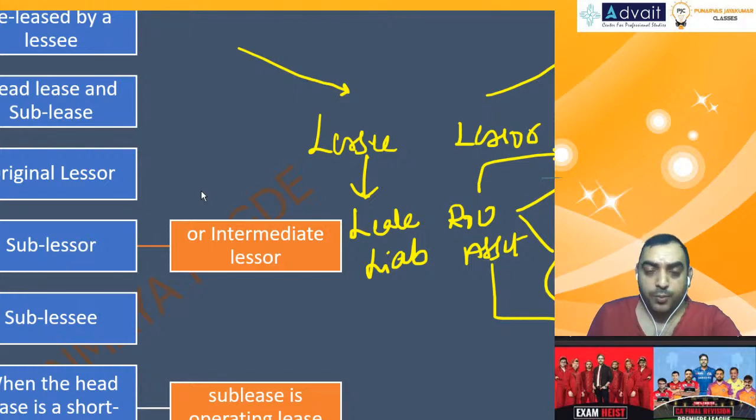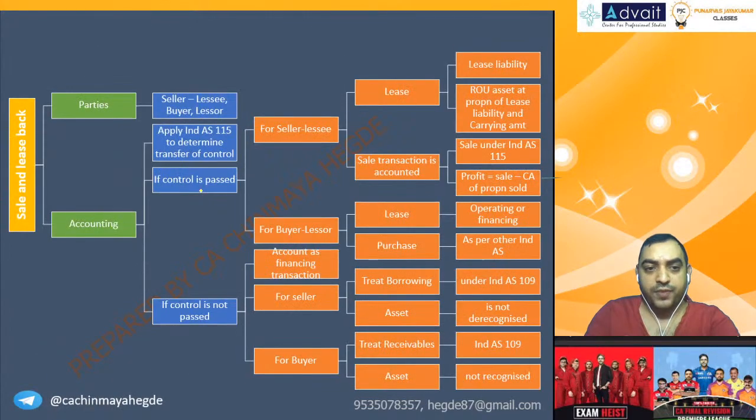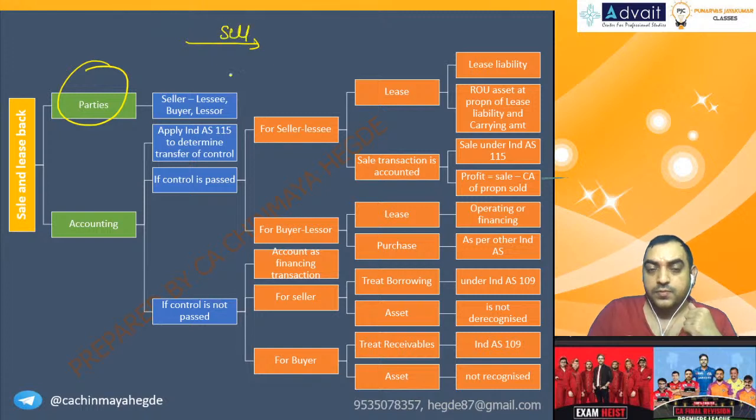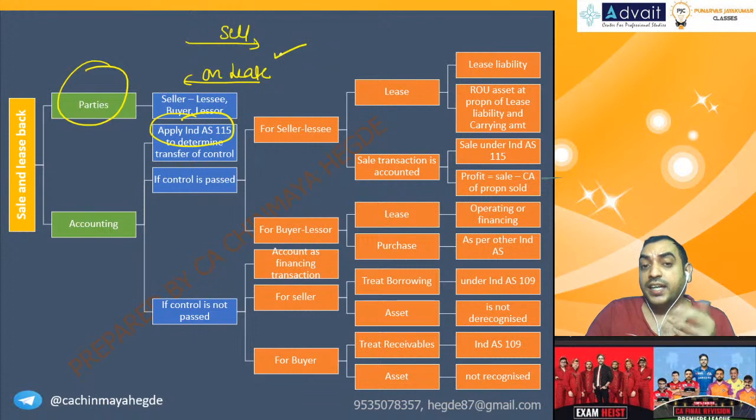Okay, so this is about sublease. Quickly, I'll spend 5 minutes on sale and lease back. Sale and lease back, where you sell the asset and you take it on lease. So what you should do? You should check whether it is satisfying Ind AS 115 or not. Only if it is satisfying Ind AS 115, then you recognize it as sale and lease back. If Ind AS 115 is not satisfied, this will become a financial rearrangement, asset taking and taking it back. So the difference will become a loan or an asset.